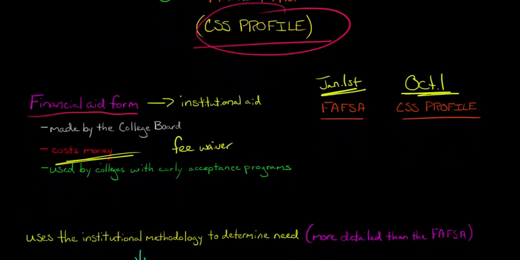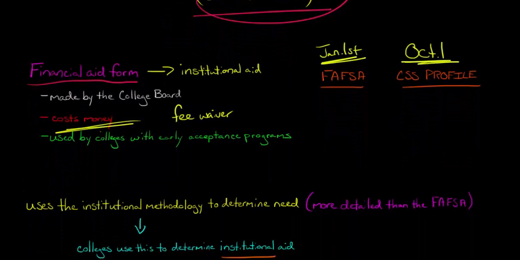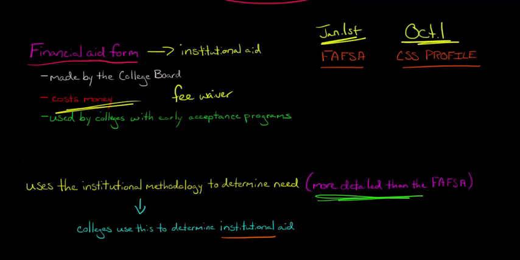Now, the CSS Profile uses a different method for calculating your financial need compared to the FAFSA. It uses what's called the institutional methodology. And the institutional methodology is going to be much more detailed in terms of evaluating your assets and your parents' assets. It's going to look at things like home equity and so forth. Colleges are then going to use this information in terms of determining how much institutional aid you get.